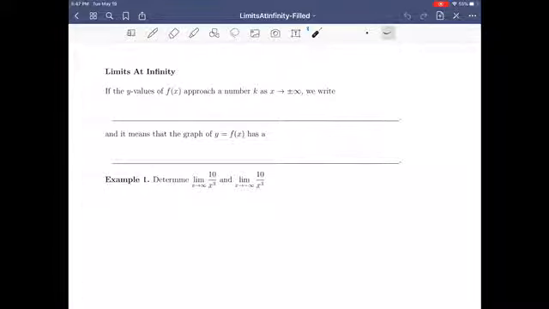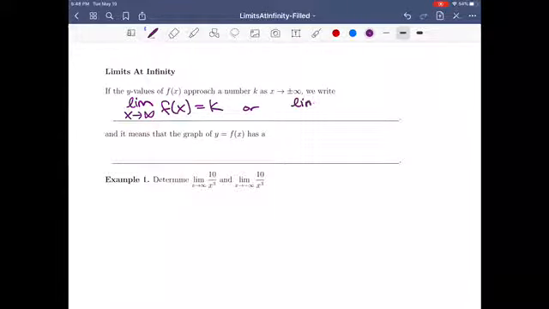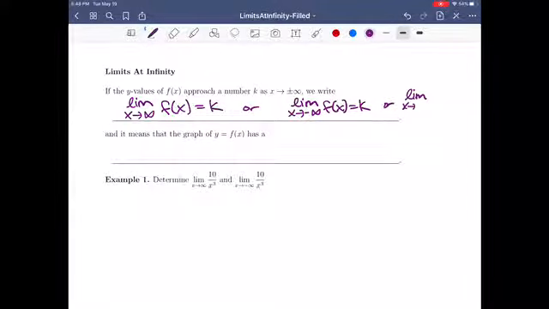Okay, so if the y values happen to approach a certain number, k, so a number that exists, as x goes to plus or minus infinity, then we would write the limit, using similar notation as before, the limit as x goes to positive infinity of f of x is equal to k, or the limit as x goes to negative infinity of f of x is equal to k. Or if they both go to k, sometimes we also write it with a plus or minus, to indicate that it doesn't matter which infinity it goes to, the y values approach k.